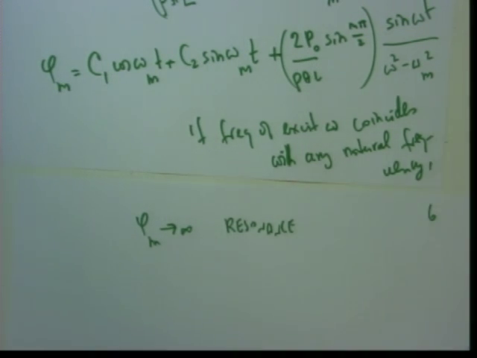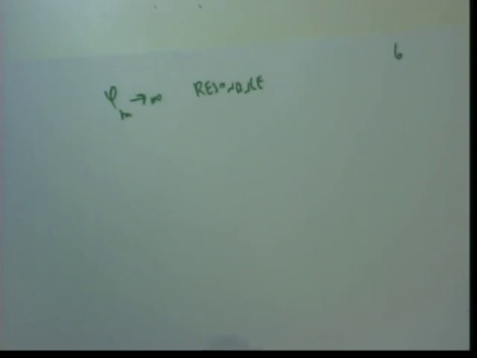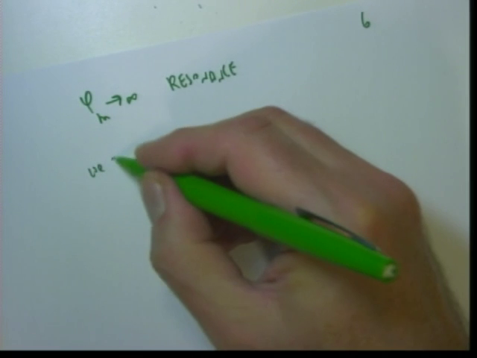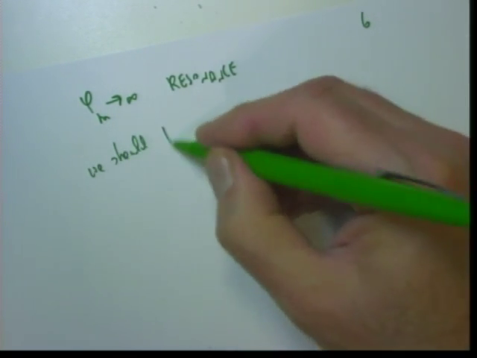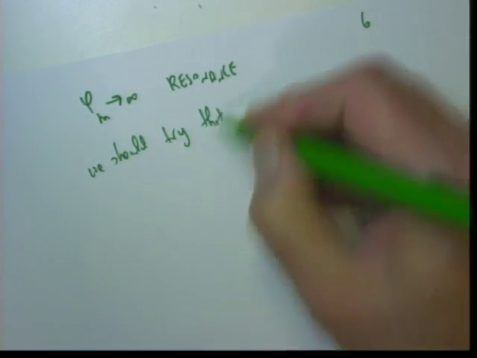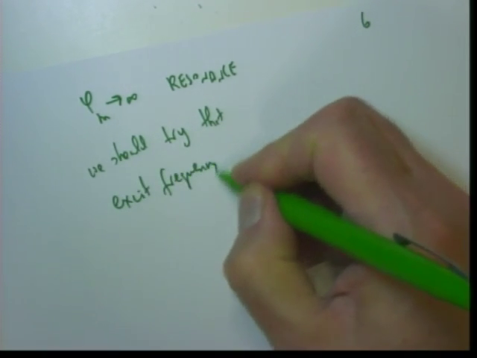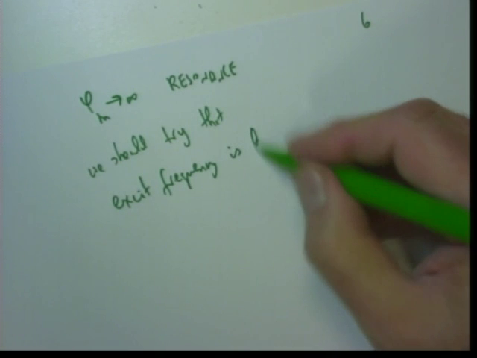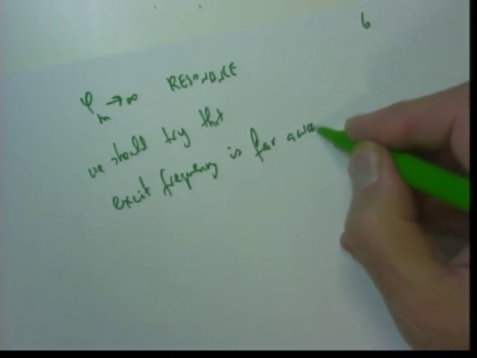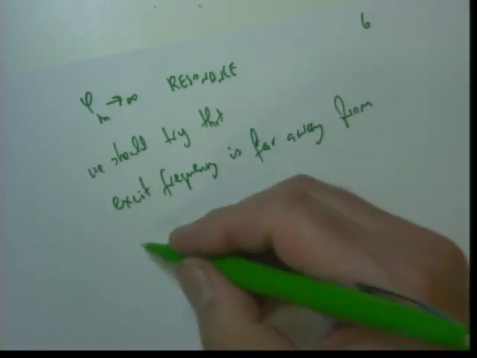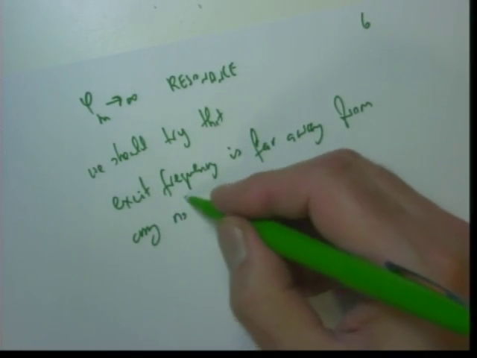So that means that we should try that excitation frequency should be far away from any natural frequency. We should try that excitation frequency is far away from any natural frequency.